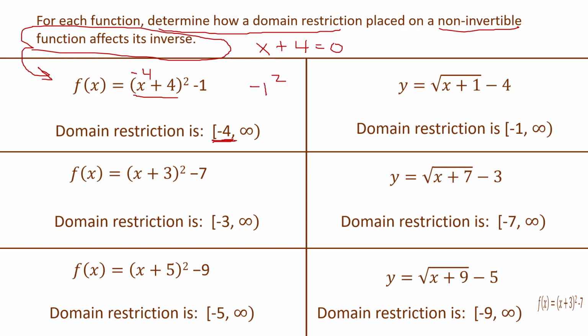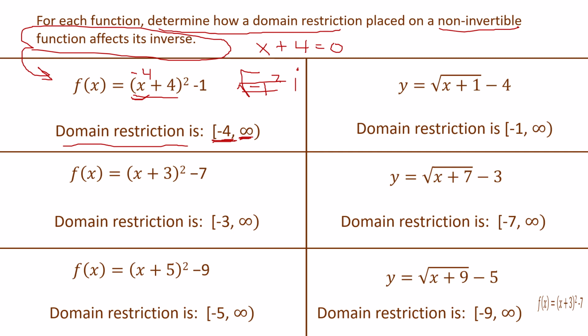And when we try to replace the x with the y and solve, we're going to be taking the square root of a negative number. And we've got to toss out all of those imaginary solutions. So negative 4 is the smallest it can be, but we can go up to infinity in the domain. So x can be everything from negative 4 up through infinity.